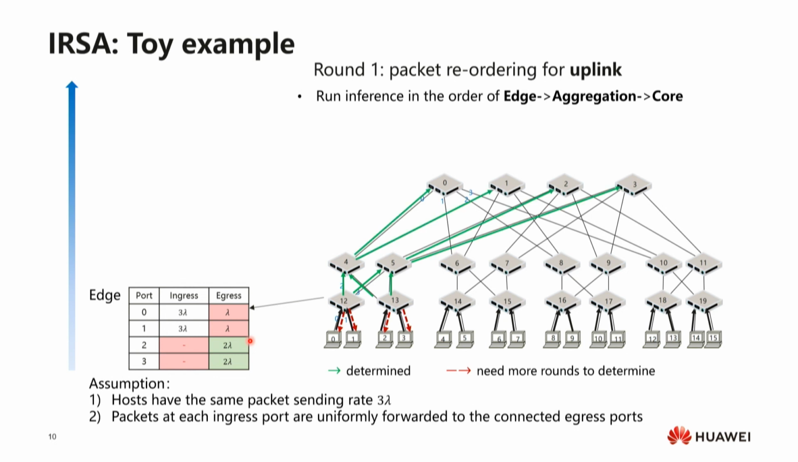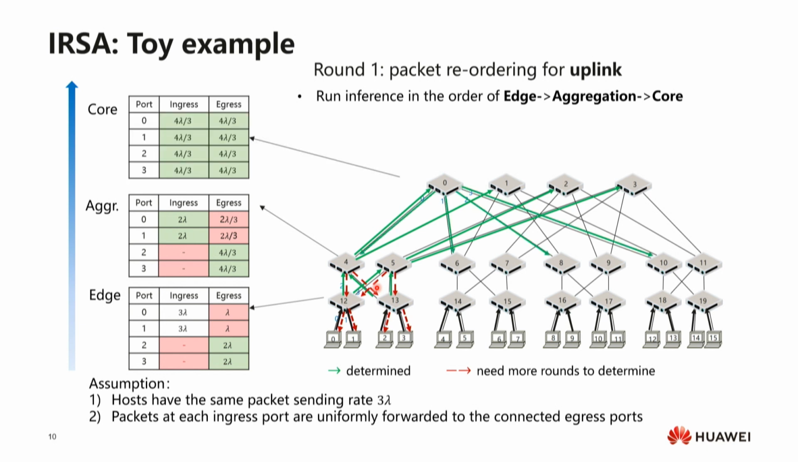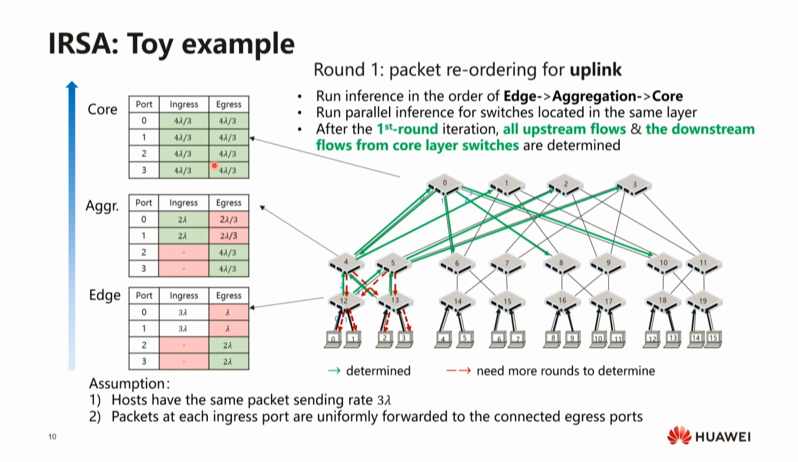And then we keep upstreaming, and we can see that all these green links, these flows, the sequence are fixed, but the red ones, they are undetermined. And we put it in the aggregation table. And later we came to the core table, and since every flow from the port of the core switch is known, then this table is already fixed. And with this table, we can come to the second round.